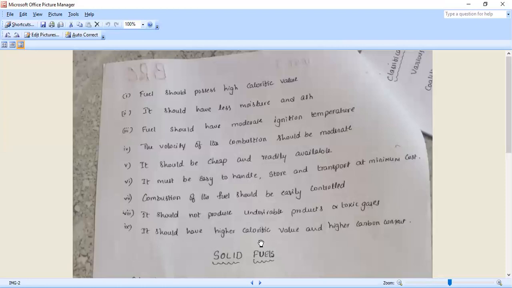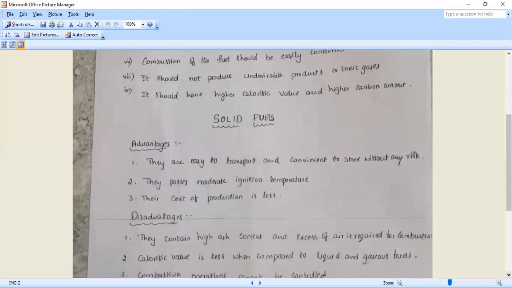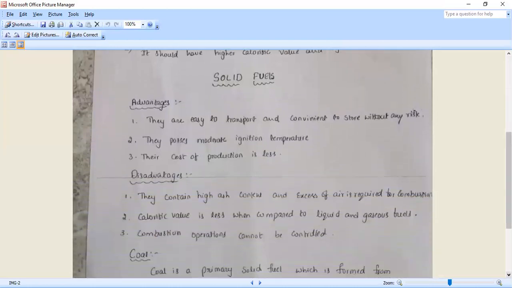Next we go for solid fuels, their advantages and disadvantages. They are easy to transport and convenient to store without any risk. Already we discussed the good qualities of the fuels. The second one, they possess moderate ignition temperatures and their cost of production is less. So these are a few advantages of solid fuels.